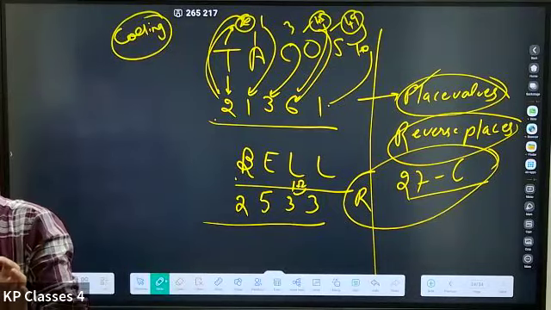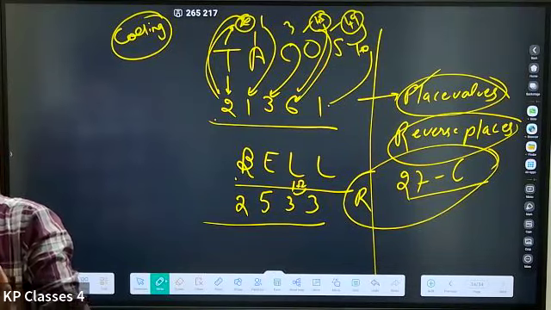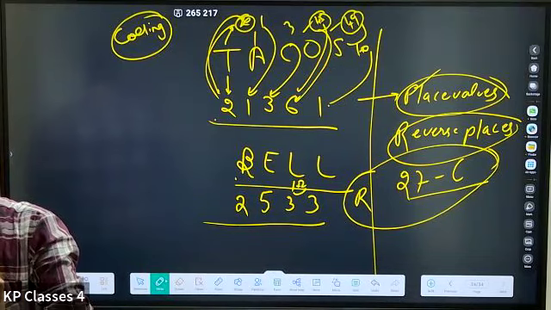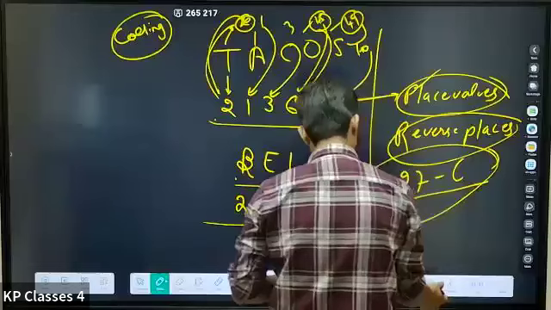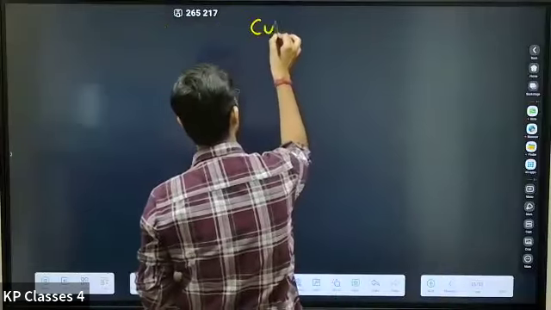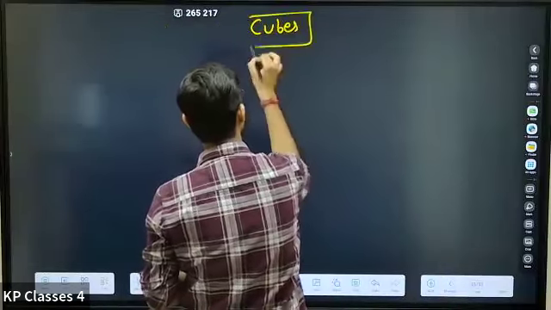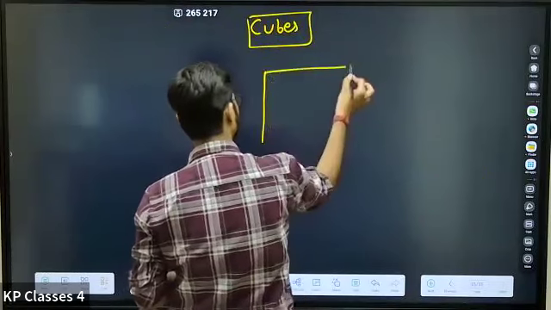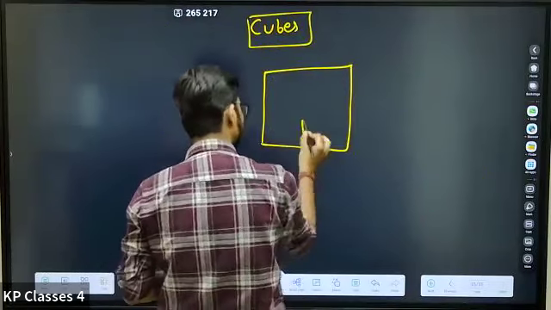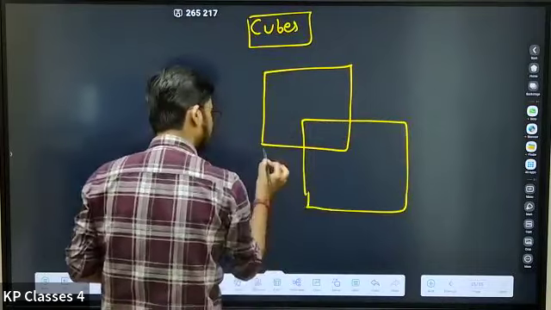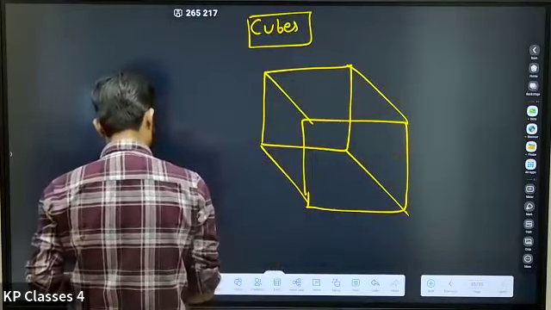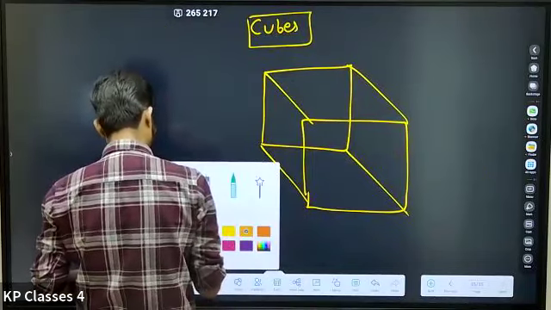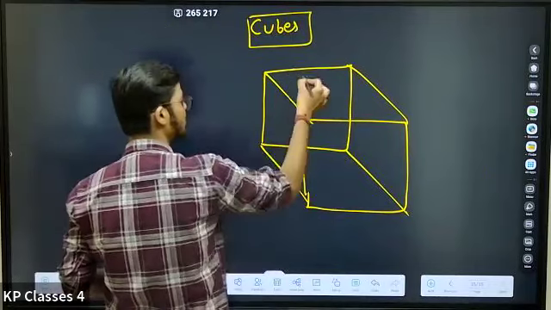Now I'm going to talk about the last part, that is cubes. What kind of question do we get in the cubes? Try to understand. Suppose this is a cube that is being given in the exam. For an example, this cube is divided into 3 parts, like this.